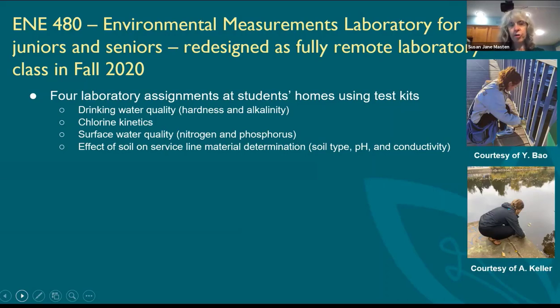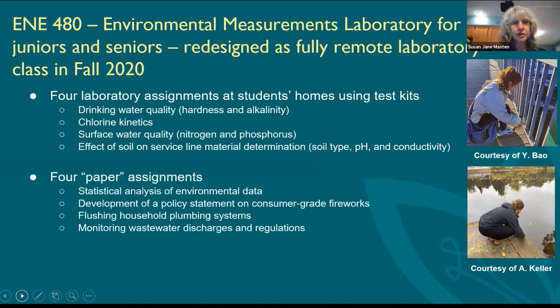We looked at the trophic level of surface water. So they measured nitrogen and phosphorus, and they also did pH and temperature in that surface water. And then we looked at the effect of soil type and pH and conductivity, and that was designed around identifying service line materials.